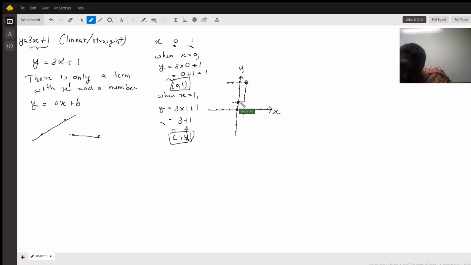Now what you can do is join these points. I'm sorry, let me draw it nicely. Let's try to join it this way. When you join these points, you will end up getting a beautiful straight line. So this is the idea. Thank you very much.